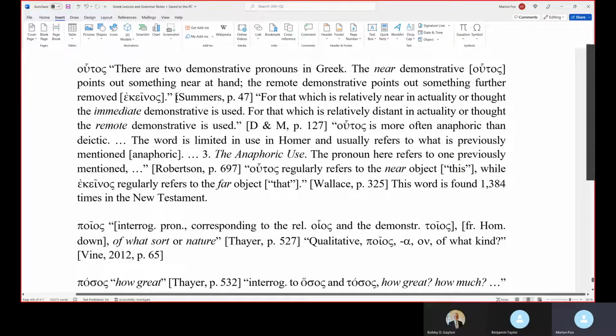This is from Summers' Greek Grammar. That's his definition, discussion of them. Here's Dana and Mantey, Intermediate Greek Grammar, quote from them. And here's A.T. Robertson. He used the word that I want to talk about in just a minute. And then here's Daniel Wallace. He's still alive. He's considered one of the top grammarians right now in the world. He's a Baptist. I think he's from the Dallas, Texas area. It's found 1,384 times. Now, let me point out here, he uses the word anaphoric.